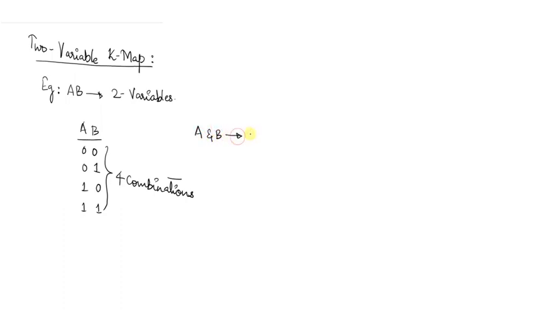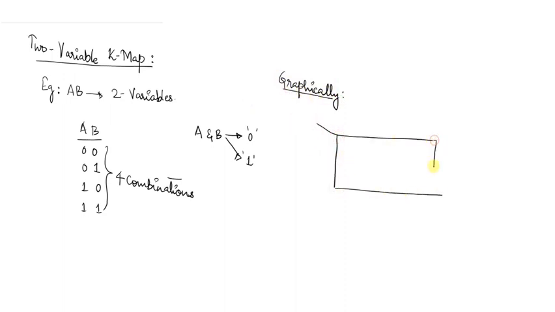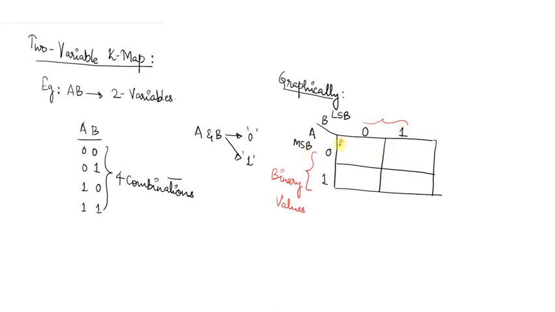And we draw the Karnaugh map with the LSB and the MSB and marking the binary values. If you observe, we write the decimal equivalent of the binary just to indicate the placement of the maxterm or the minterm in the Karnaugh map.